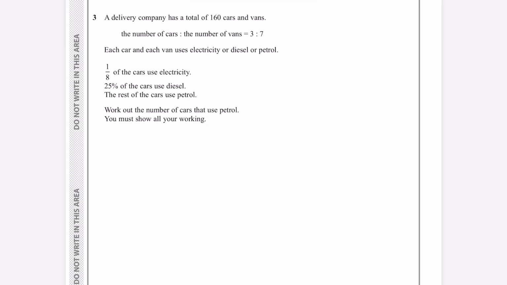Question 3, a delivery company has a total of 160 cars in the ratio 3:7, and then it's given us the percentage of electric, diesel, and petrol. Work out the number of cars that use petrol. So first we want to find out how many cars there are altogether. So we have cars to vans in a ratio of 3:7, and we know that's 10 parts, and the question says there's 160 altogether. So how do you go from 10 to 160? You times it by 16. So since we're only interested in cars, we're going to multiply cars by 16, and that gives us 48.